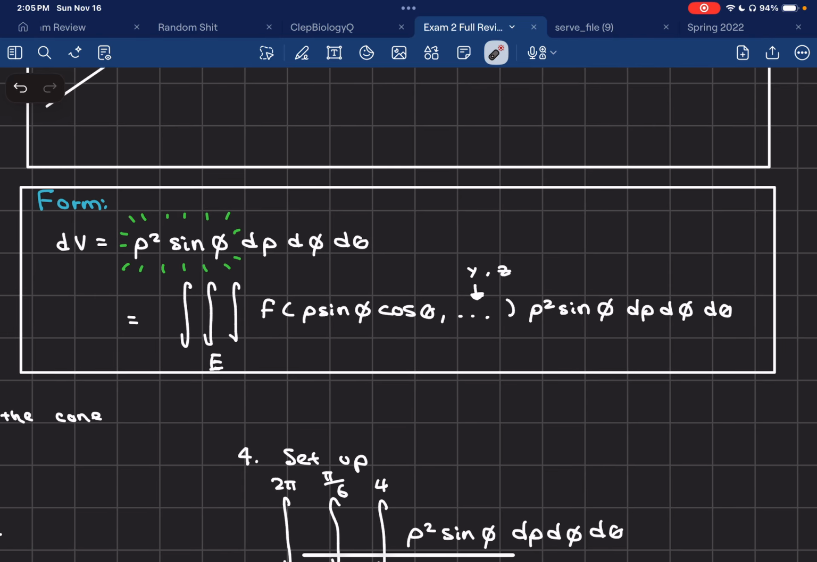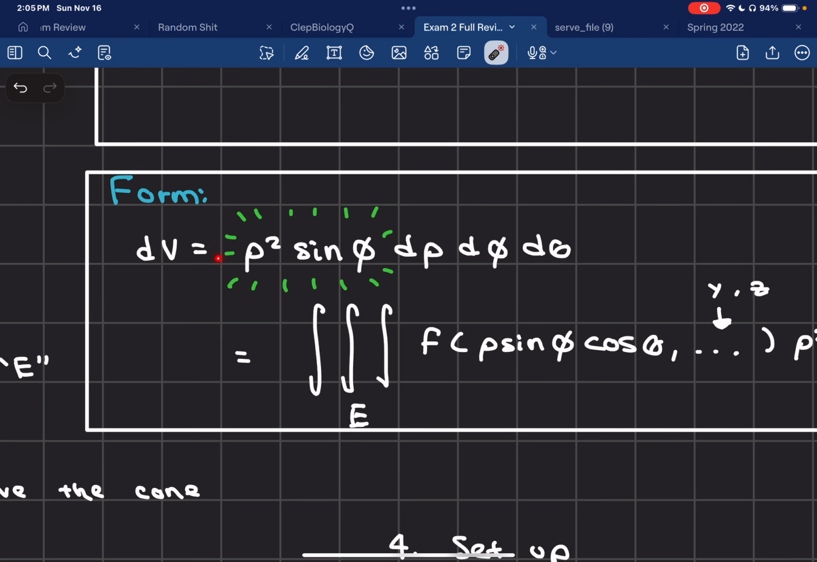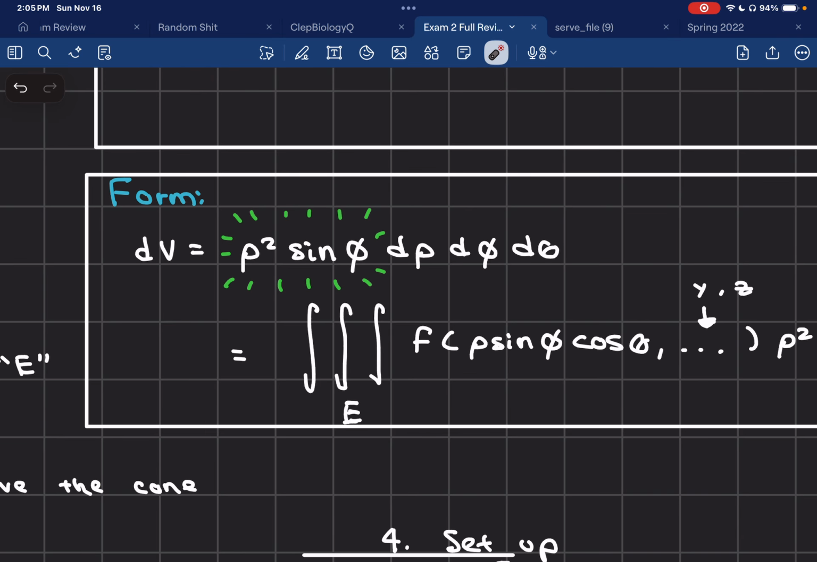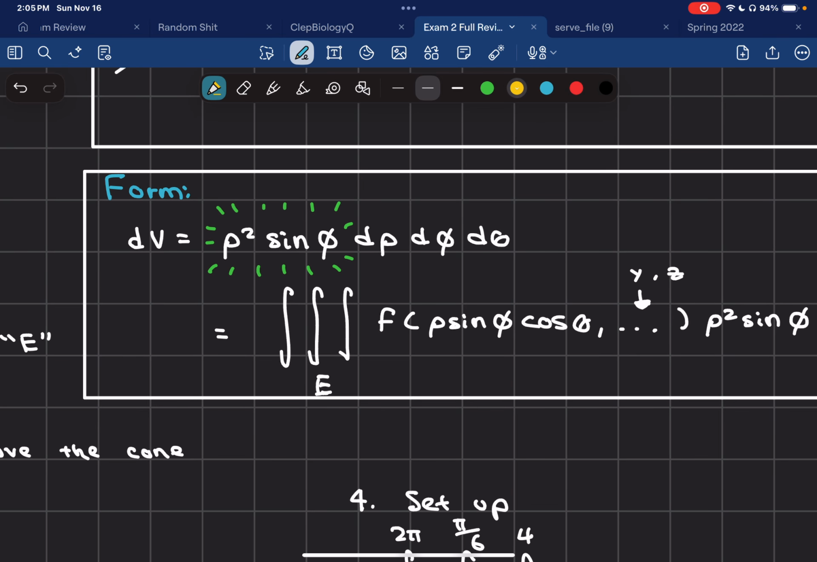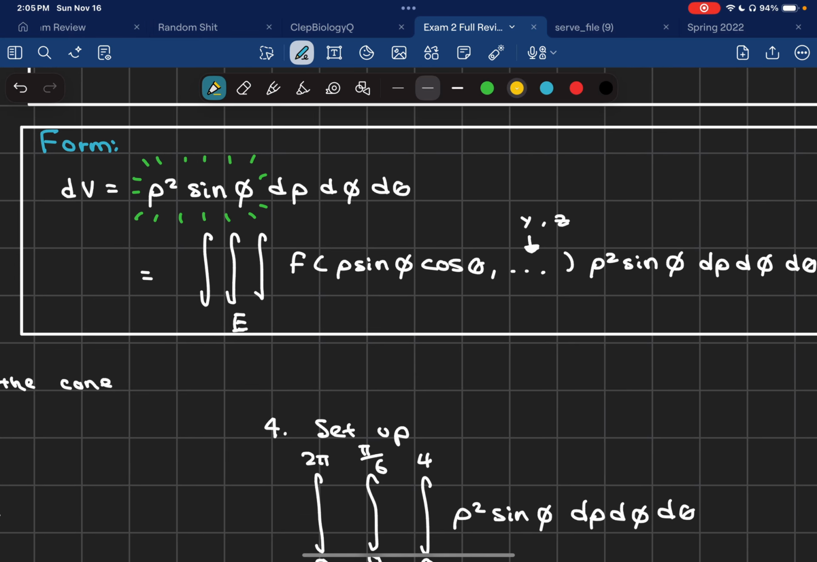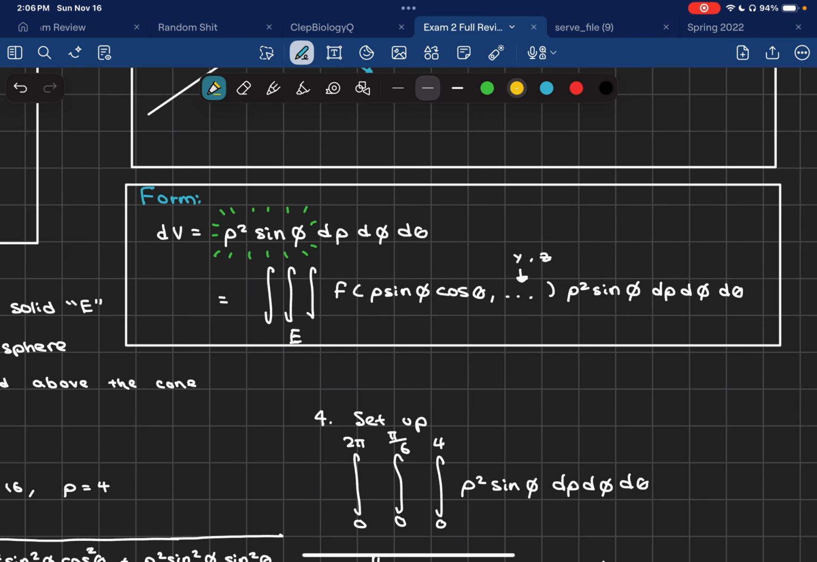Okay, cool. So here's our new form. I was told to emphasize this a lot, but when you have dV, remember how we had r dr d theta and then r dz dr d theta. Well, in this case, our r is now rho squared sine of phi. Do not forget this. If you forget this, you will get all your spherical integration problems probably wrong if it's an integration.